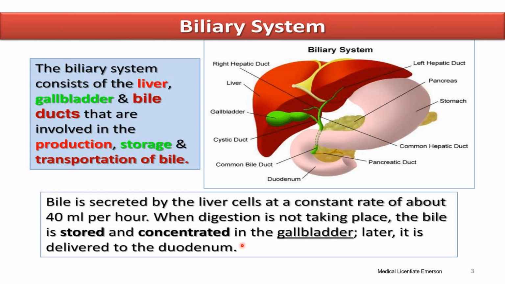When you are asked to draw the biliary system or the biliary tree, this is what you are supposed to draw. You're supposed to draw the liver, the gallbladder, and the ducts: the right hepatic duct and the left hepatic duct. Where the right and left hepatic ducts join together, it's the common hepatic duct. Then the gallbladder has a cystic duct. Where the cystic duct and the common hepatic duct join is called the common bile duct. Finally, the pancreatic duct and the common bile duct join together in the ampulla of Vater.